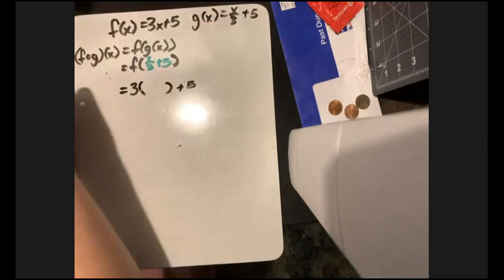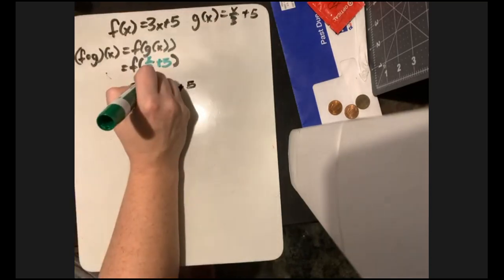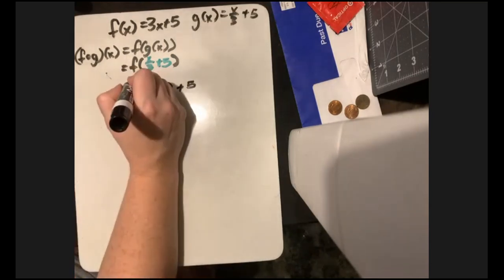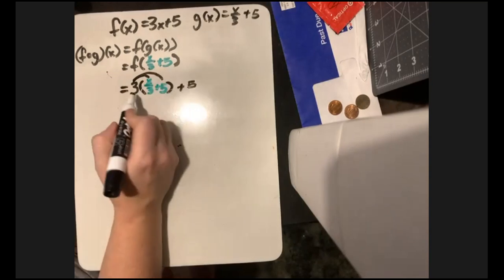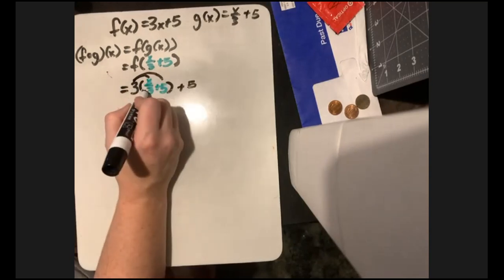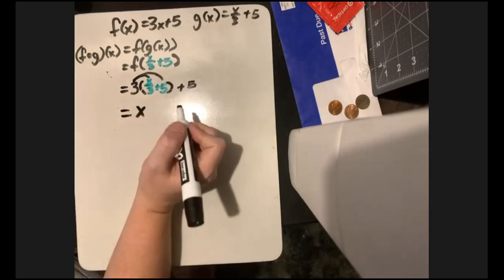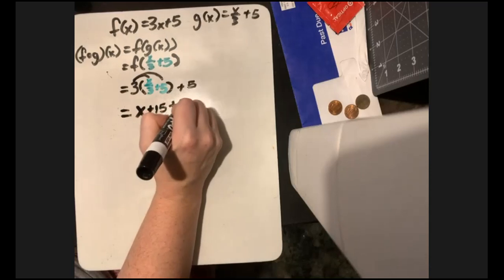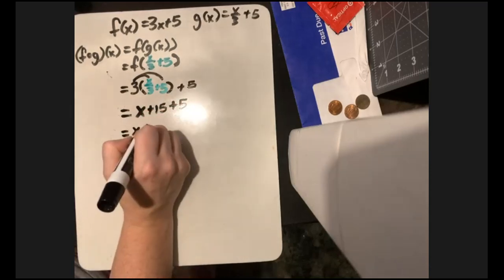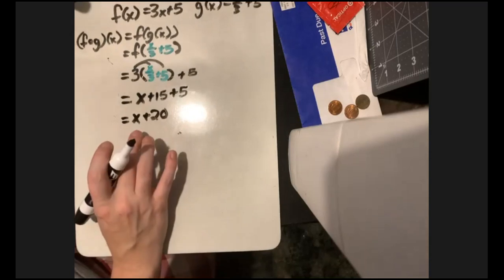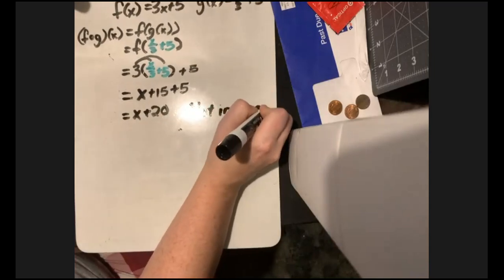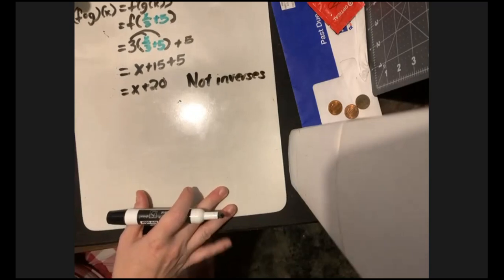So I'm going to get rid of that and now put in my equation. And now we're going to run this out. So I've got 3 times x over 3. Those 3's will cancel on that multiplication. That leaves me an x. 3 times 5 is going to be 15. And then I have this plus 5 from the back. That's x plus 20. This is not plain x because it has this extra 20 on it. So these are not inverses, and we stop.